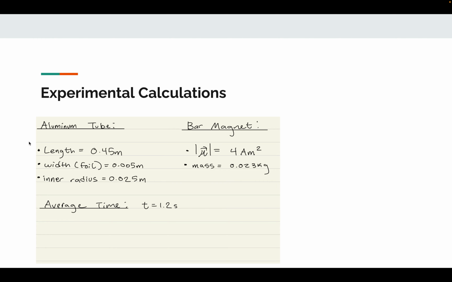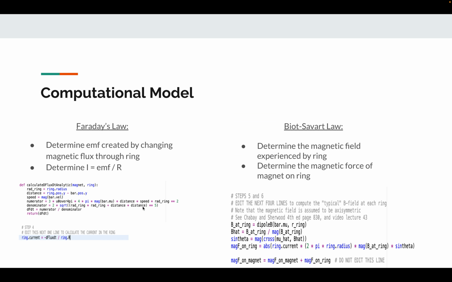So here are our calculations, and as you can see, our average time was about 1.2 seconds. So for the computational model, we use Faraday's law to determine the EMF created by a changing magnetic flux to the ring. With the EMF, we divided it by the resistance to determine the current. Then with Biot-Savart's law, we determined the magnetic field experienced by the ring. And then later on, we determined the magnetic force of the magnet on the ring.